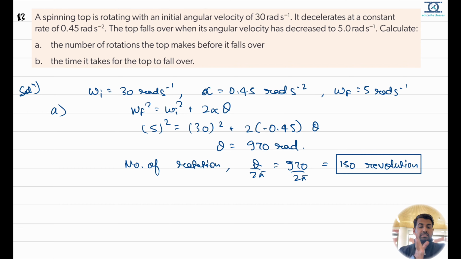So if we have 970 radians, the total will be 970 divided by 2 pi. Okay, now the B part, the time it takes for the top to fall.